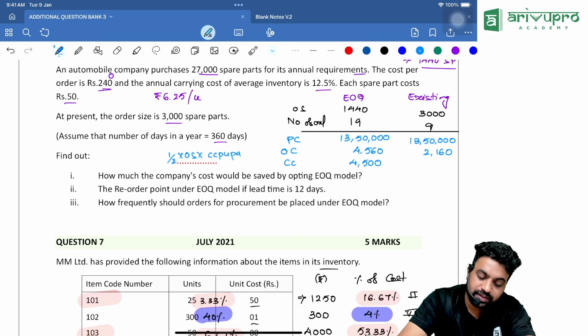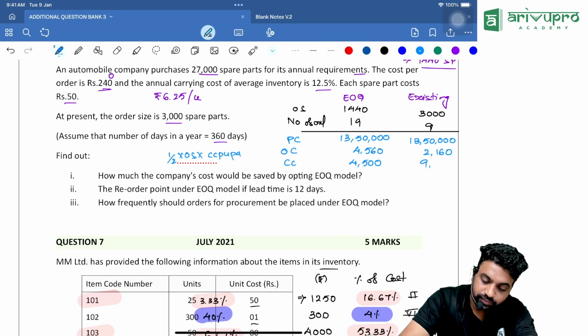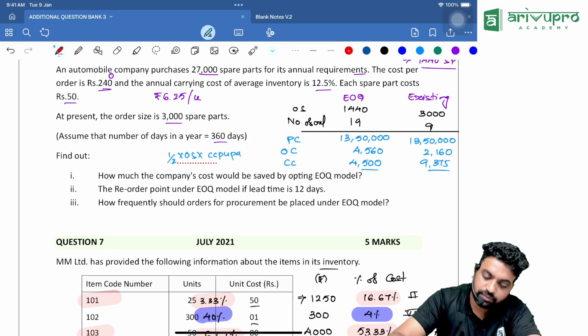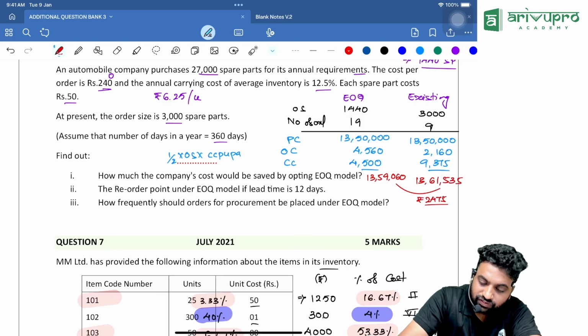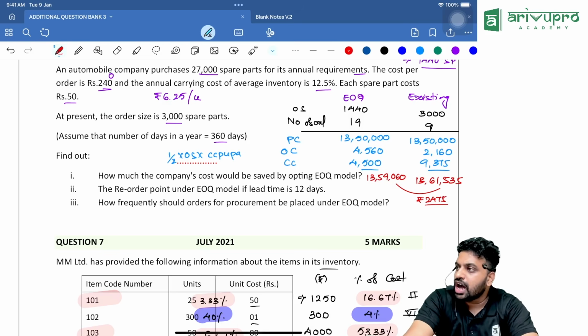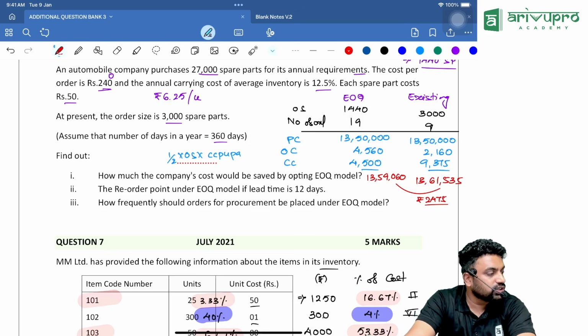And in case of next one, half of 3,000 into rupees 6.25. 9,375. Quickly tell me the total cost under both. 13,59,060. Okay. 13,61,535. 13 lakh 50,000 plus 61,530. What is the difference? 2,475. That is basically, guys, if at all you go to EOQ, you would have saved 2,475.